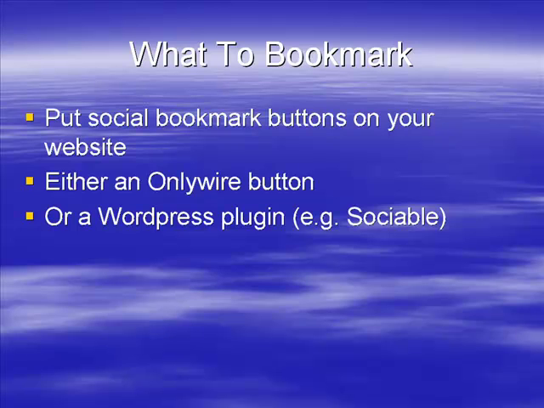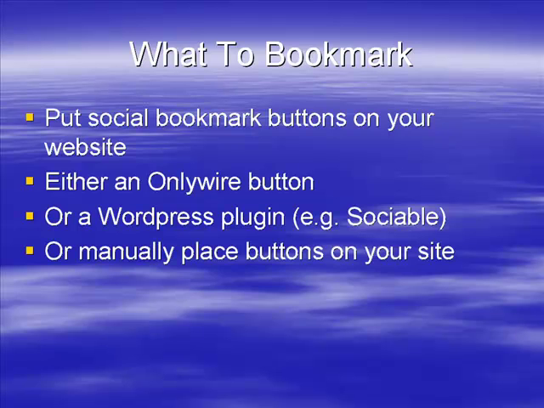Now, Sociable has 50 or 60 or possibly even more different social bookmark sites. If you try and include all of those buttons, it's going to look like a mess. So include ones that you think people are going to have and use. That's the best way of doing it. Otherwise, you have all these buttons at the bottom of a post, and it's a bit confusing. So try and avoid that if you can. If you're not using WordPress, then you can manually place buttons on your site. There are tools available, and many of the social bookmark sites will actually give you the code for that.